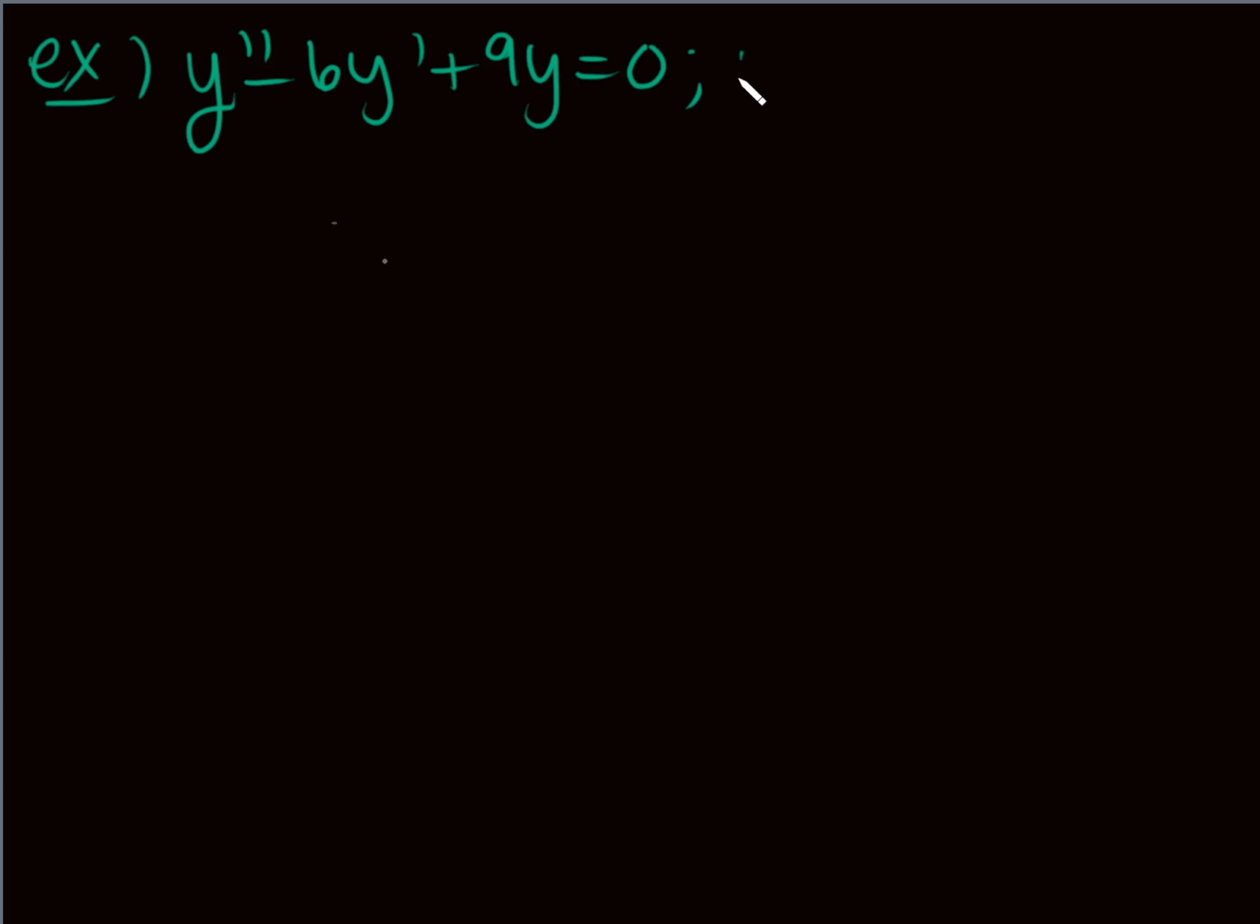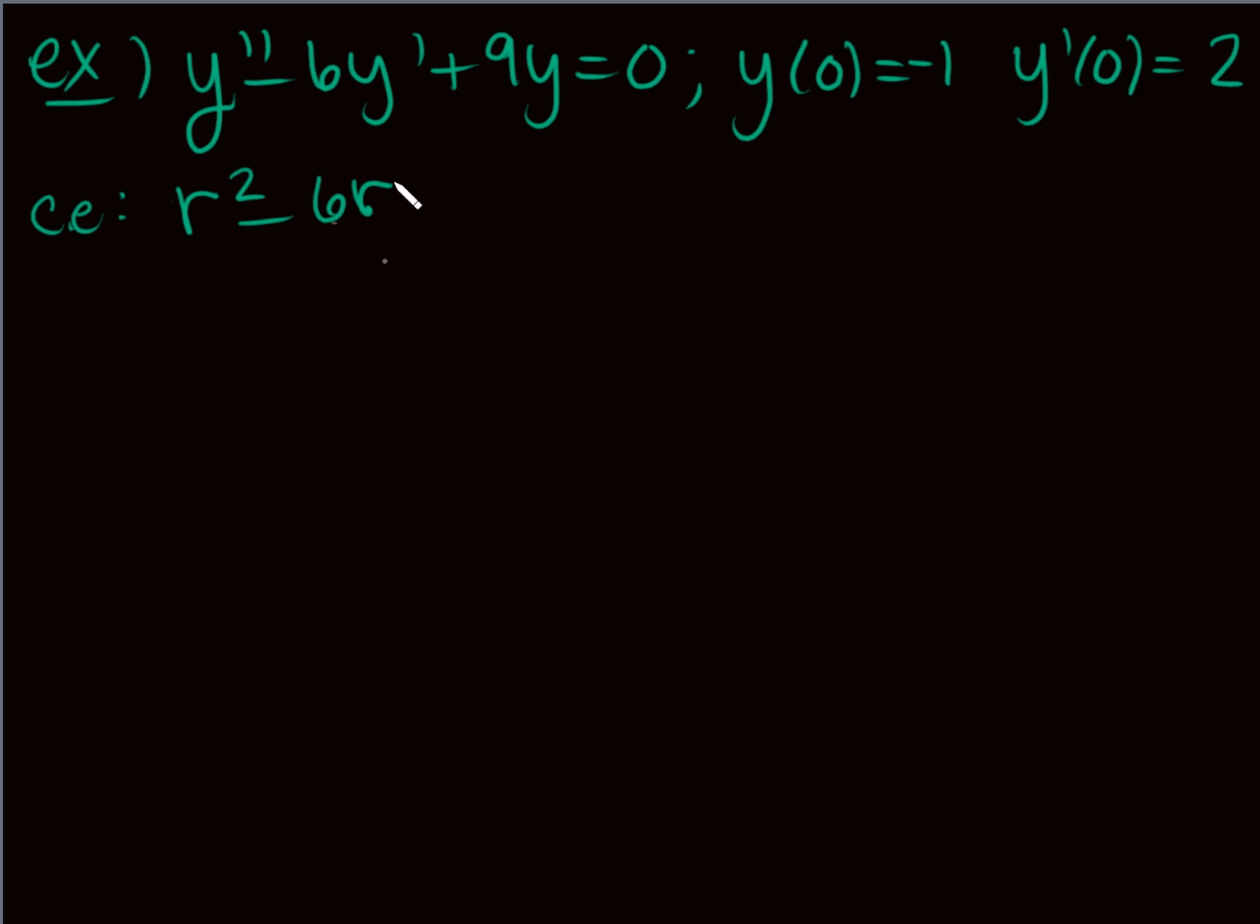All right, so here's what we got. Let's solve this. Ooh, this is an initial value problem. This will be fun. y double prime minus 6y prime plus 9y equals 0, where y of 0 equals -1, and y prime of 0 equals 2. Okay, so what's our characteristic equation here? It's r squared minus 6r plus 9 equals 0.